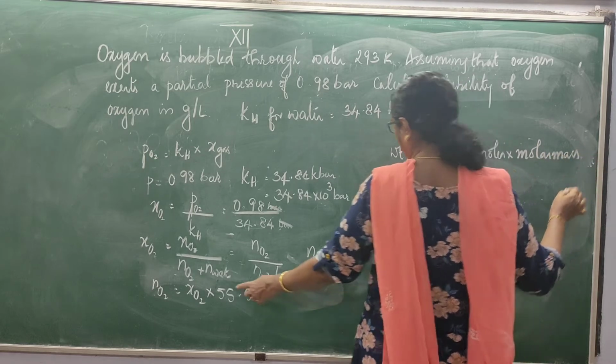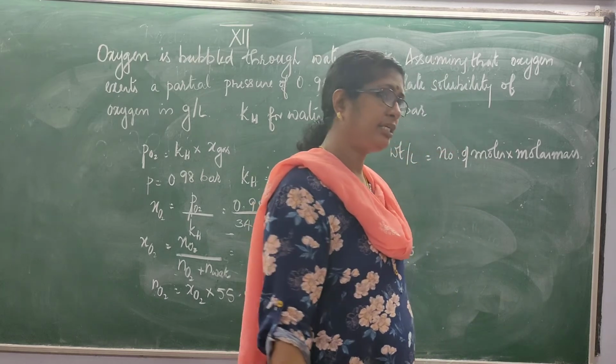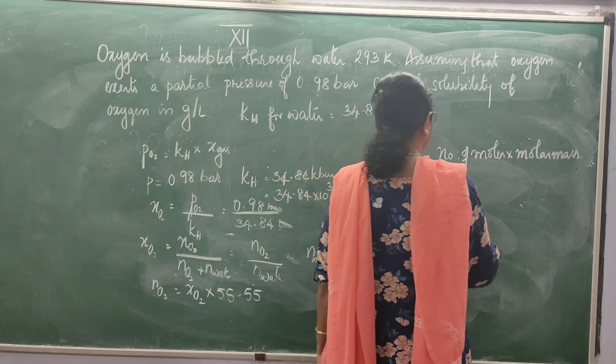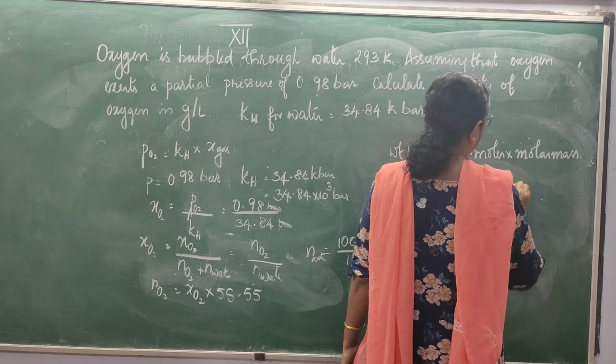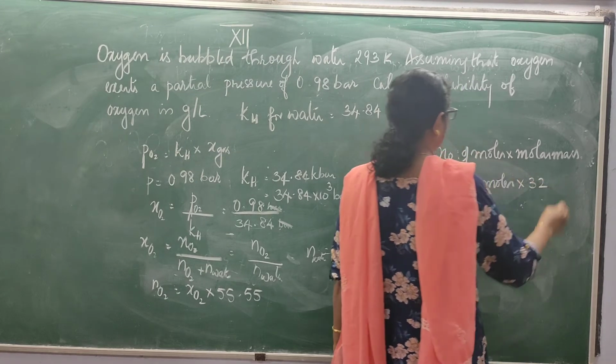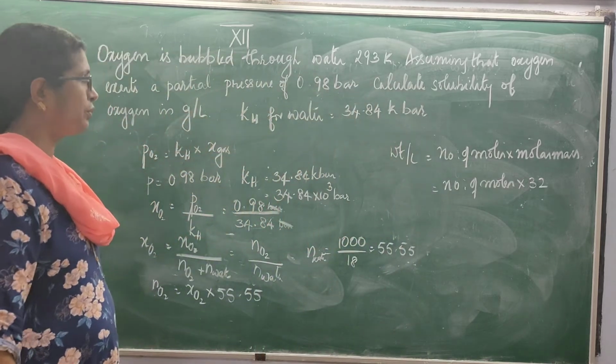Number of moles you will get from here. What is molar mass of oxygen gas? It is 32 gram. So that is equal to number of moles of oxygen into 32. So you will get weight per liter or gram per liter. So this is how you do it.